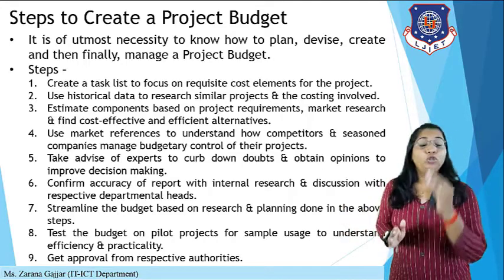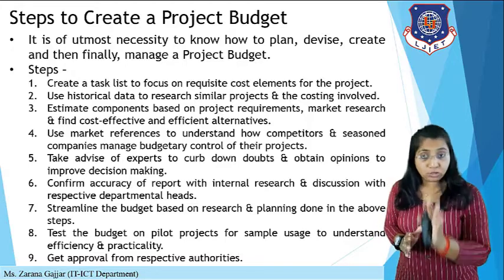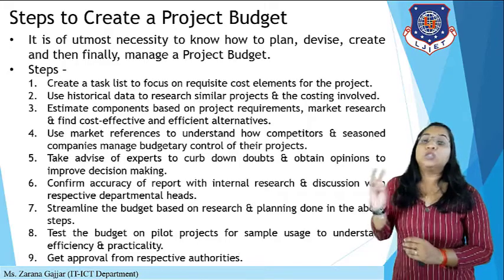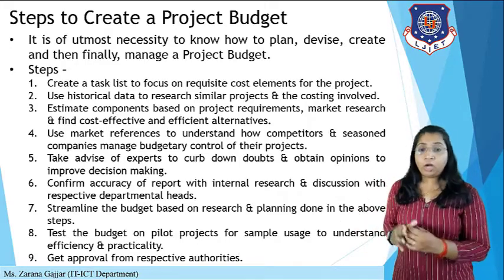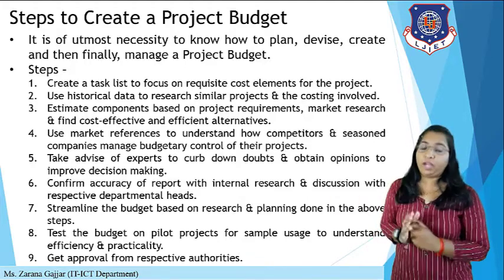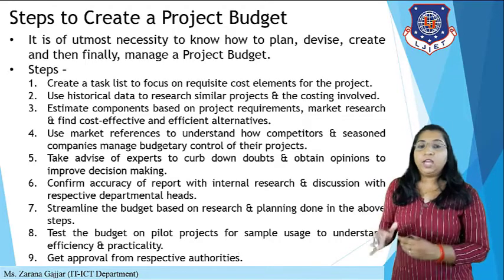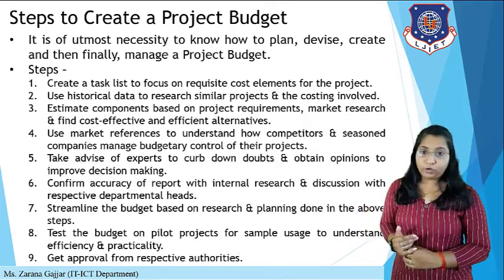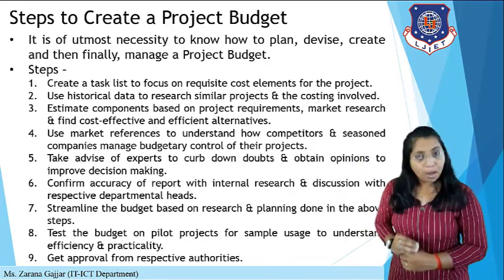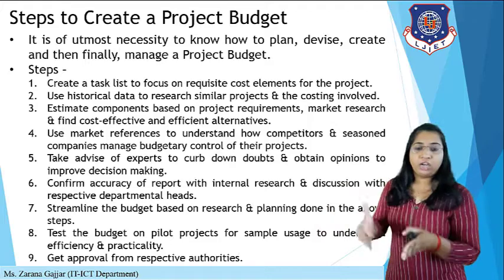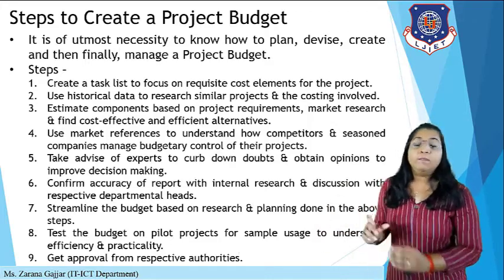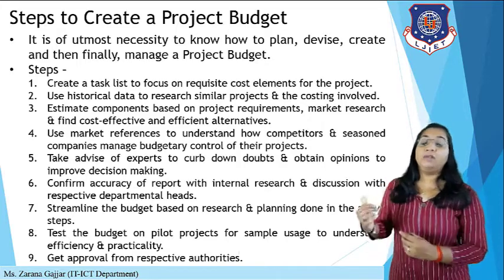So if you are going to build a similar kind of project in software terms, you need to go through market research. So the third step is you can estimate components based on the project requirement and market research, and you need to find out cost effective and efficient alternatives. Then the fourth step, you can use market reference to understand how competitors and similar companies manage budgetary control of their projects. With the same example, Balaji and Real will analyze all these things and then finalize the budget. Then the fifth step, you can take advice from an expert.